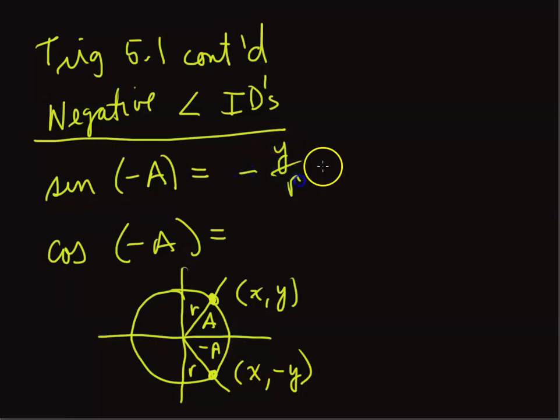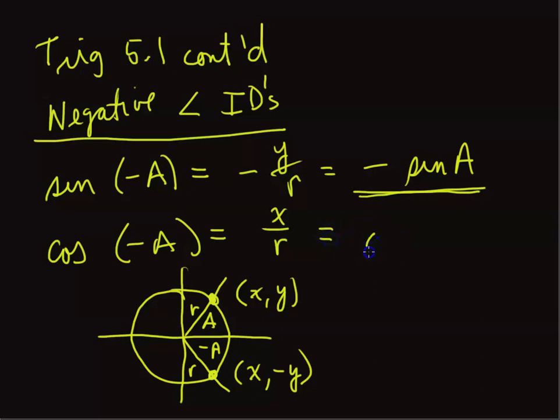Negative y over r, which is the opposite of the sine of a, right? And this is the one you will be filling in. What is the cosine? Well, the cosine of a is x over r, and the cosine of negative a is also x over r, so it hasn't changed from the cosine of a. And that's what you would fill in for that.